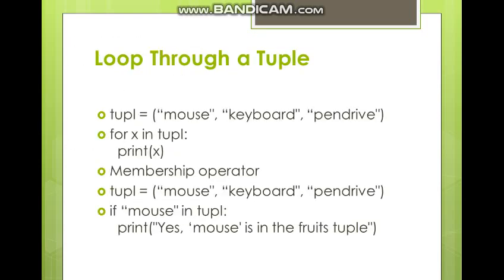Now supposing you want to access all the elements in a tuple, so just like list, you can apply a for loop. In this case, supposing there's a tuple which contains mouse, keyboard and pen drive. So for accessing each element of the tuple, you can apply a loop for x in tupl. If I just say print x, then it will print all the 3 elements of the tuple.